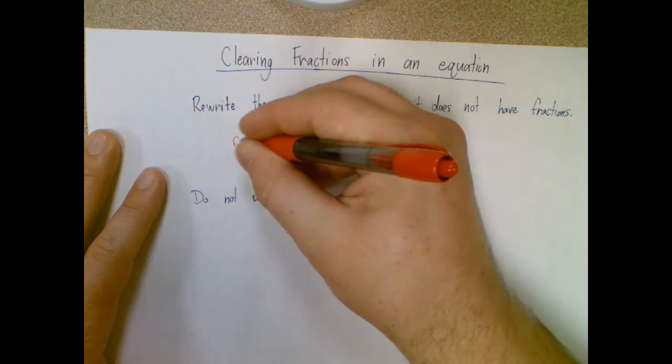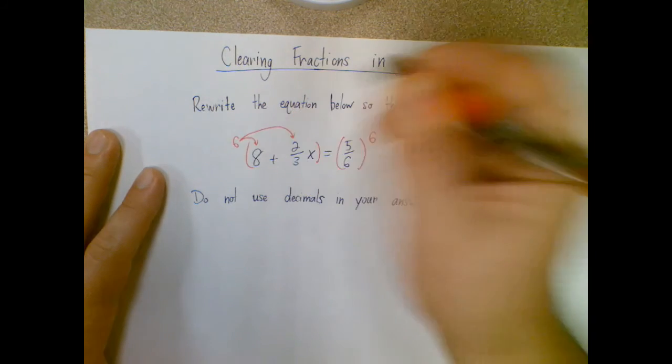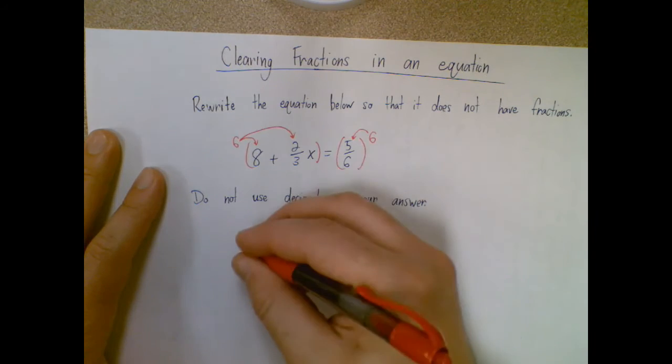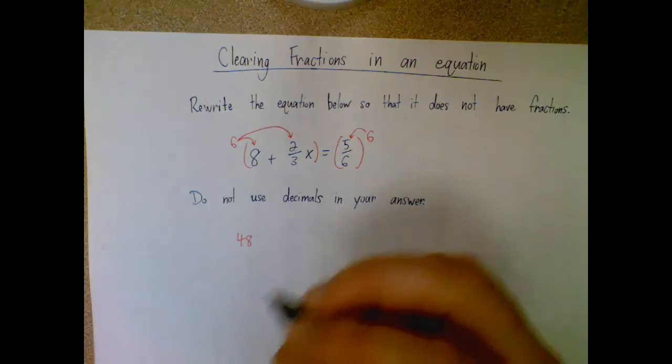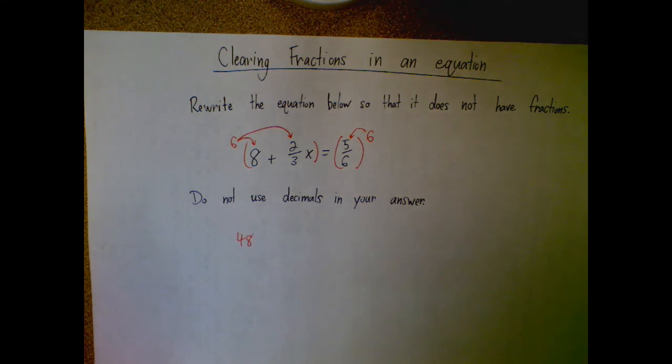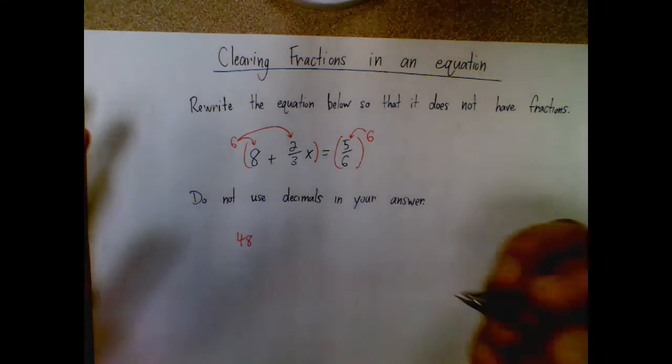Here I'm going to distribute, making sure it goes to everything. This one only has 1, so 6 times 8 here is 48. Okay, that's the easy one. When I go to the other ones, I have to be a little bit more careful because of the nature of the fraction.